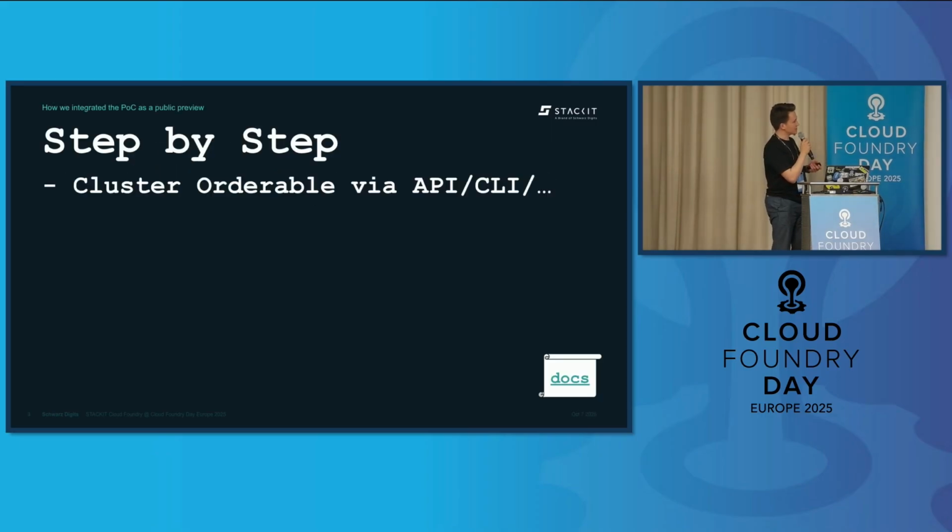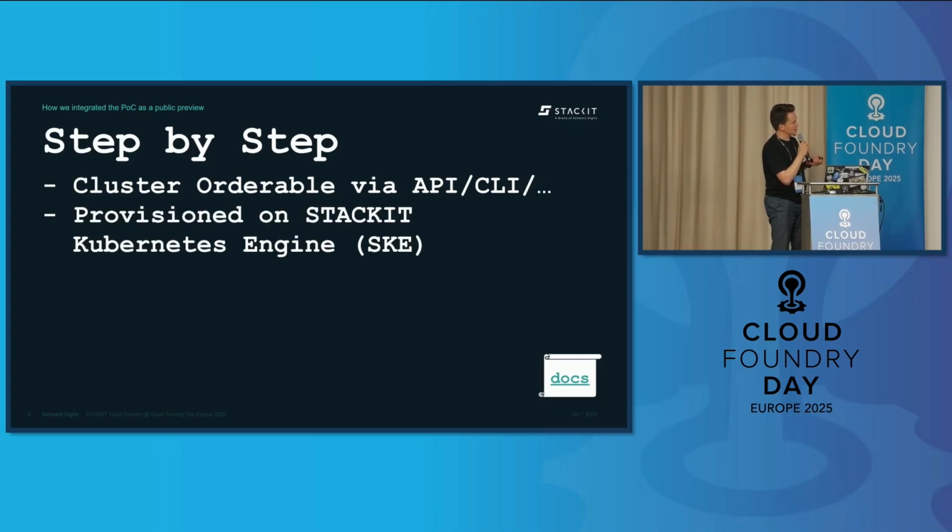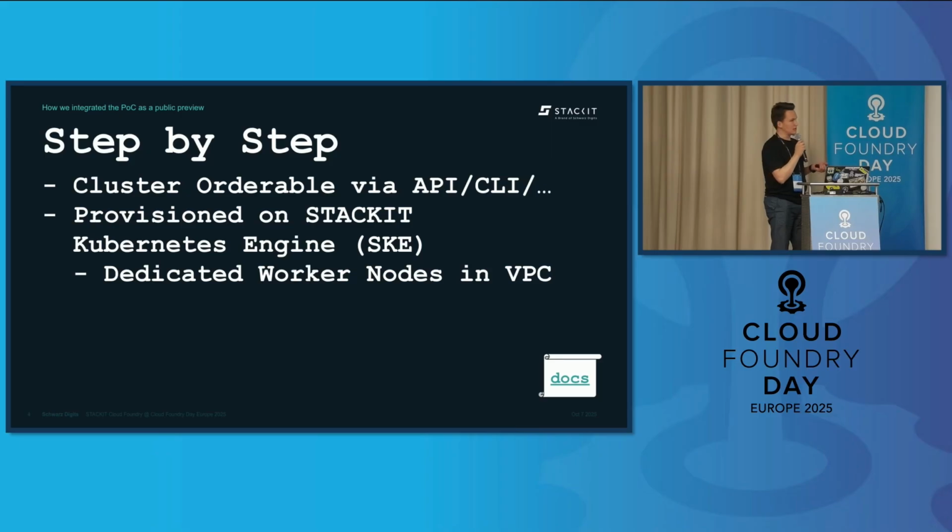So how does it work step by step? I also linked the docs here for whoever would like to try things out. It is an orderable cluster that can be ordered by API or CLI, and it's provisioned on our own Kubernetes engine on the STACKIT Cloud. Afterwards, that means you can also use the regular Kubernetes engine UI to schedule, to scale the worker nodes and manage all this stuff.